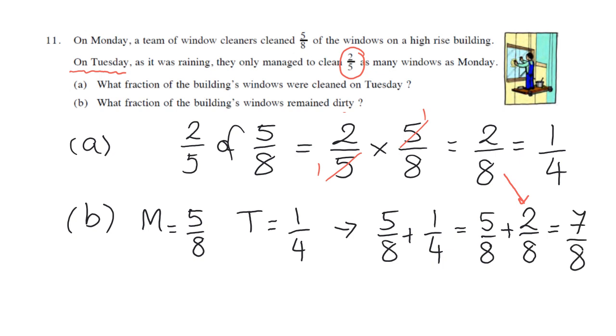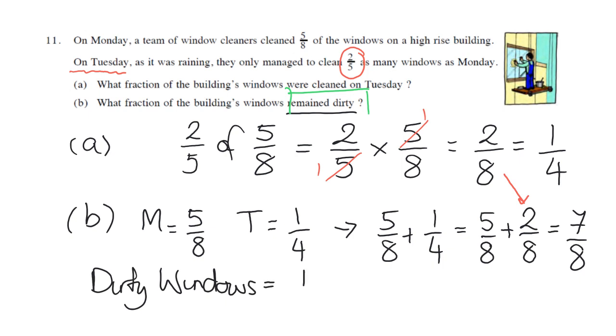But that's not the question. The question is how many remained dirty. If you have a look up here, I'll do it in green. Okay, so how many remain dirty? Well, clearly if we have 7/8, the dirty windows is 1/8. Okay, the entire set would be one whole number. 7/8 is 1/8 short of a whole number.